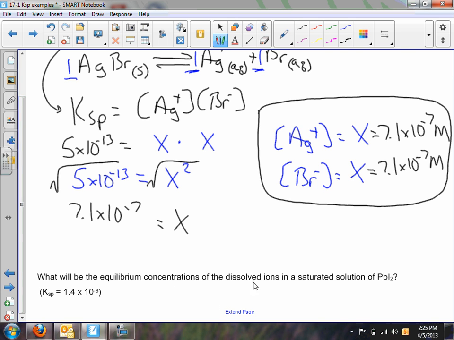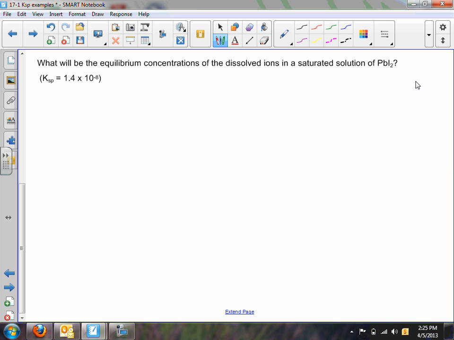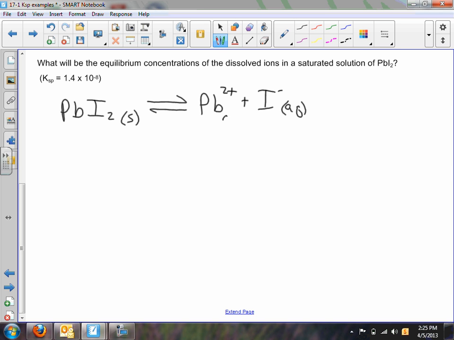I'm going to try one more example. This time, my substance is lead iodide, but I'm going to do the same thing. You start with your equation, PbI2, which is a solid. That will break apart into Pb2+ and I-. Both of those are aqueous. To balance the equation, I need a 2 there. Once I have that, I can write my KSP expression by simply taking concentration of Pb2+ times concentration of I-, and that has to be squared.